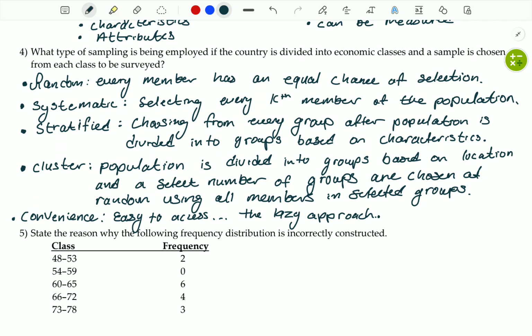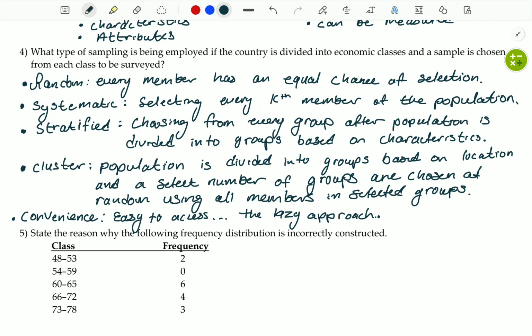Stratified sampling is choosing from every group after the population is divided into groups based on characteristics. So you've got a population, you divide the population up into groups, and then you're selecting from every group.